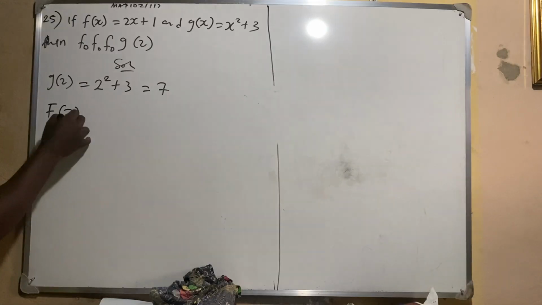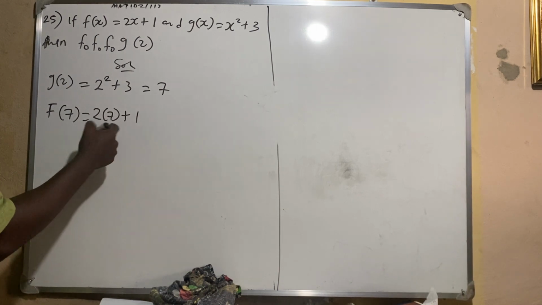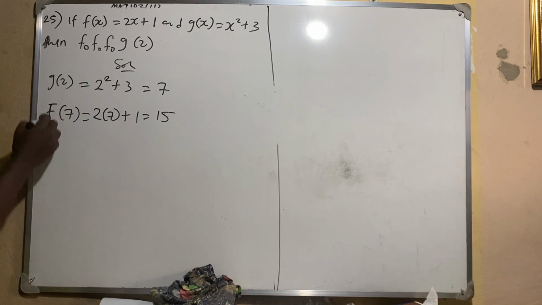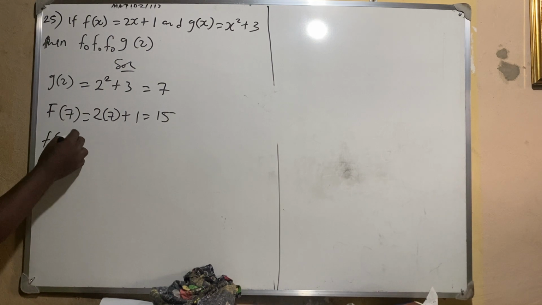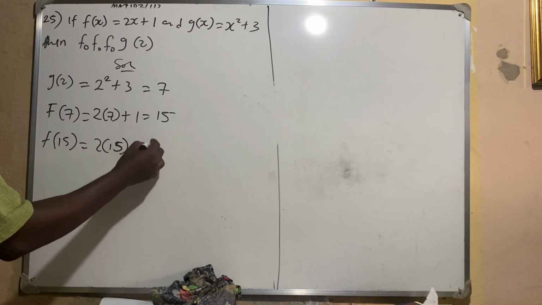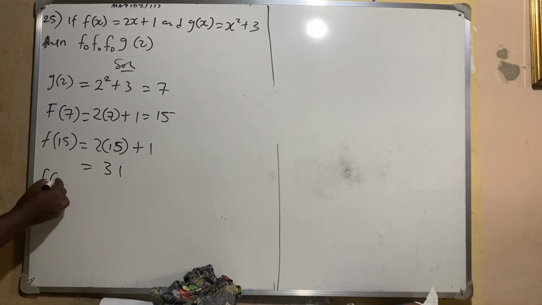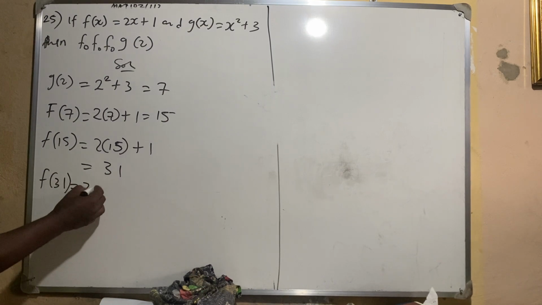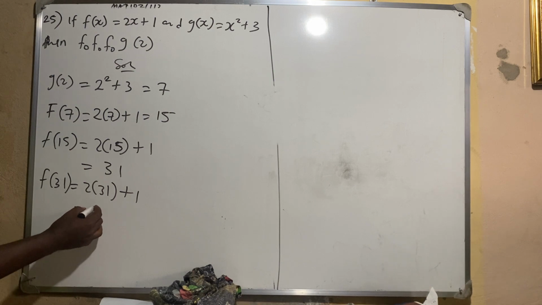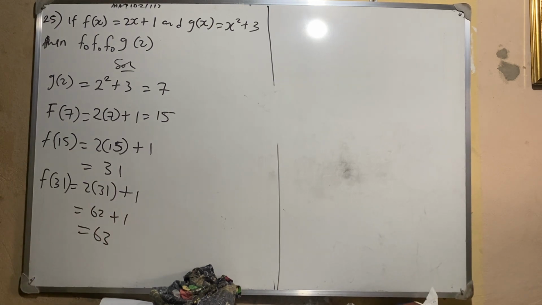We move to the next one. f of that 7. f of 7 means 2 in bracket of 7 plus 1. 2 times 7 is 14, plus 1 is 15. The next one is again another f. f of that 15 is 2 in bracket of 15 plus 1, which is 31. Next, f of that 31 is 2 in bracket of 31 plus 1, which is 62 plus 1, 63. 63 is very correct.